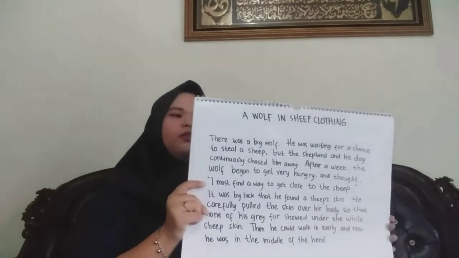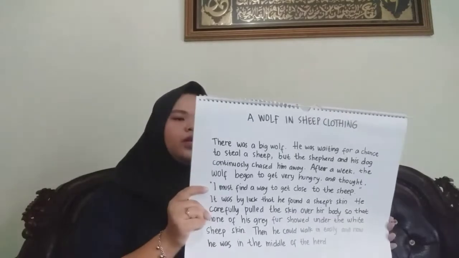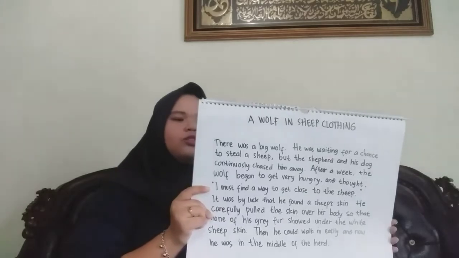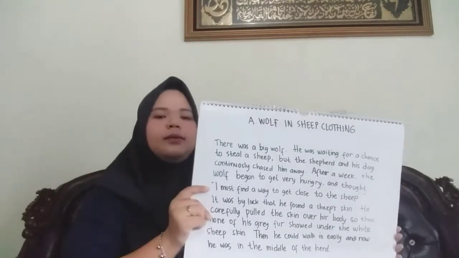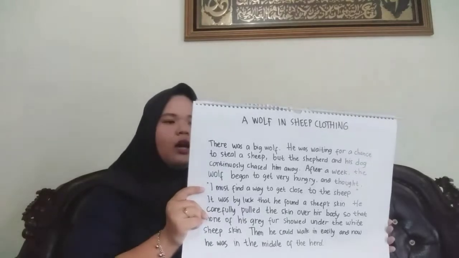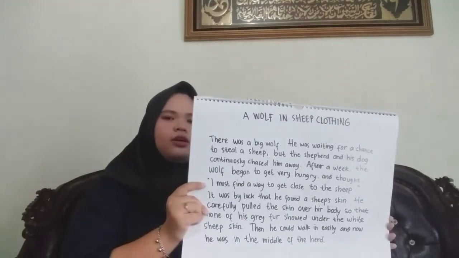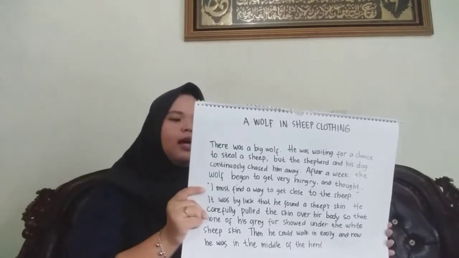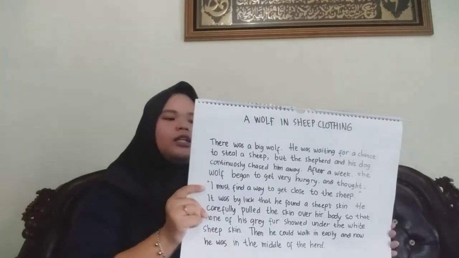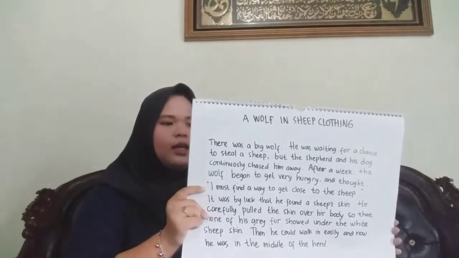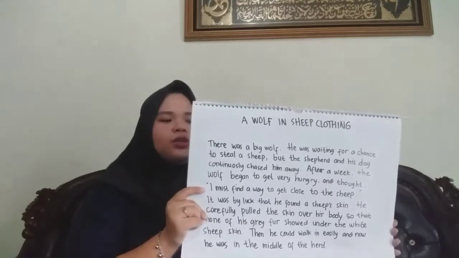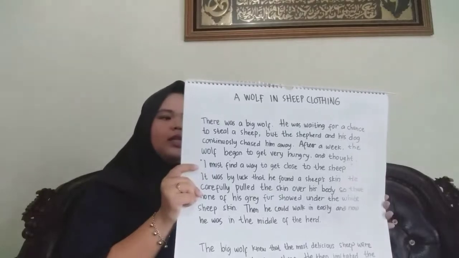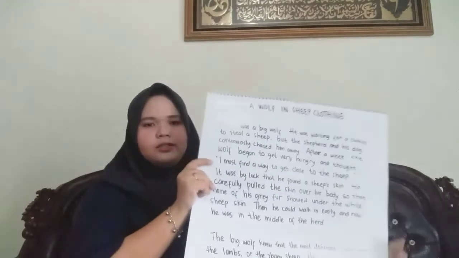A wolf in sheep clothing. There was a big wolf. He was waiting for a chance to steal a sheep, but the shepherd and his dog continuously chased him away. After a week, the wolf began to get very hungry and thought, I must find a way to get close to the sheep. It was by luck that he found a sheep's skin. He carefully pulled the skin over his body, so that none of his gray fur showed under the white sheepskin. Then he could walk in easily, and now he was in the middle of the herd.